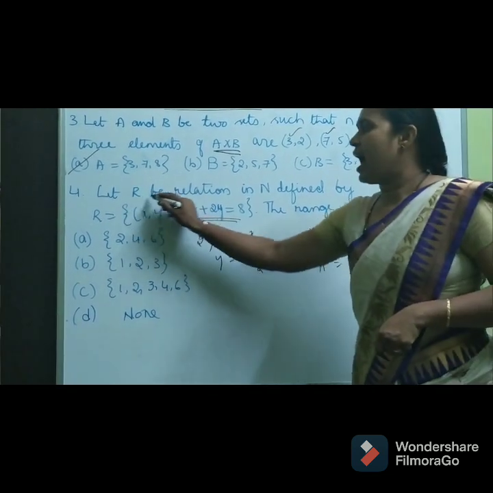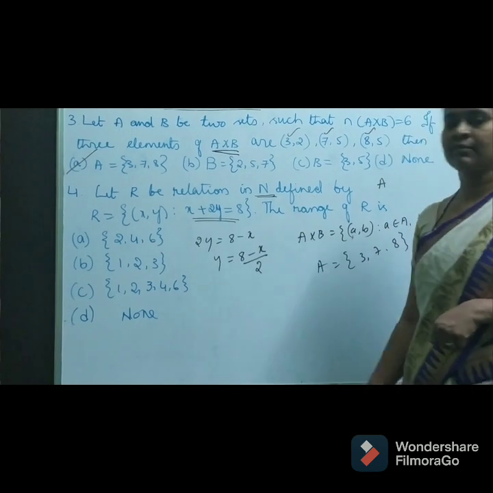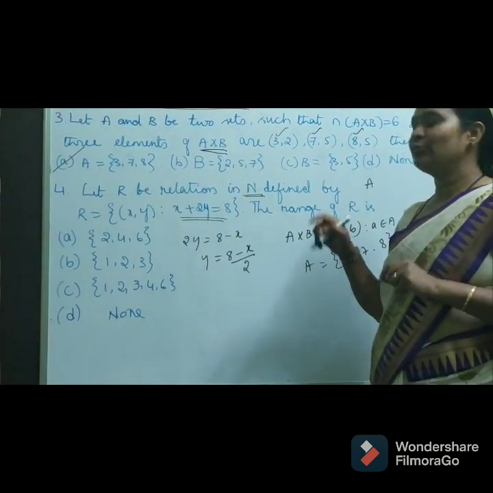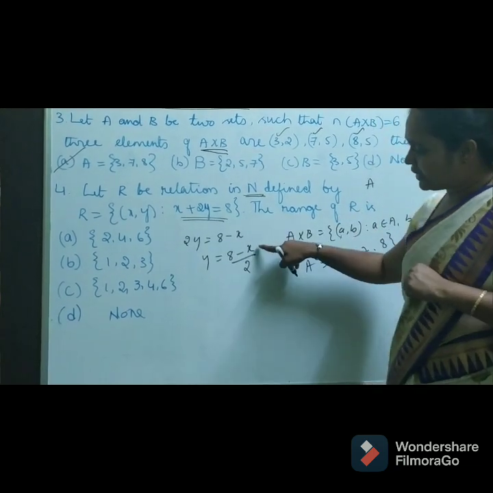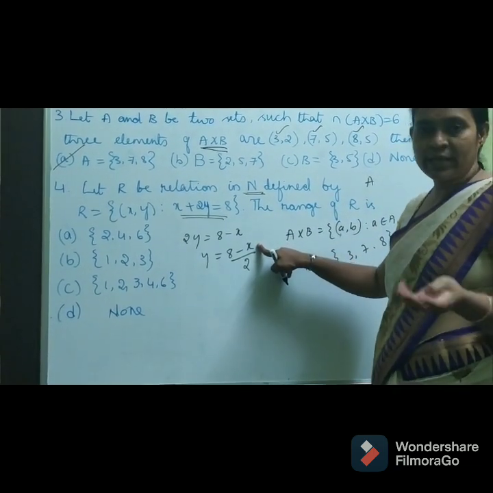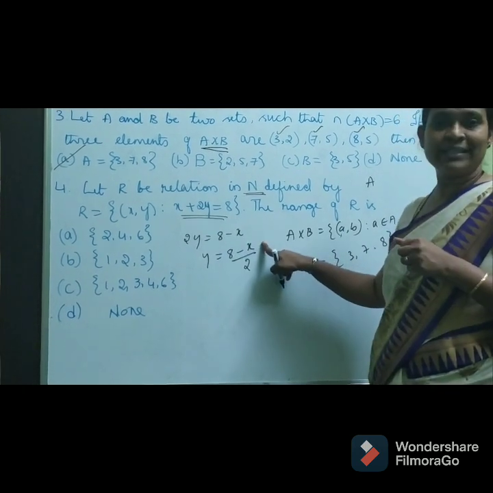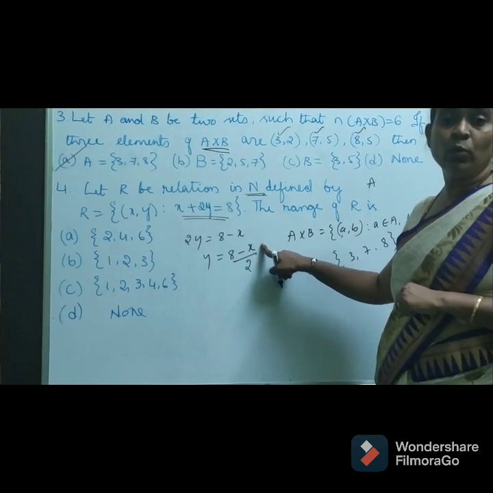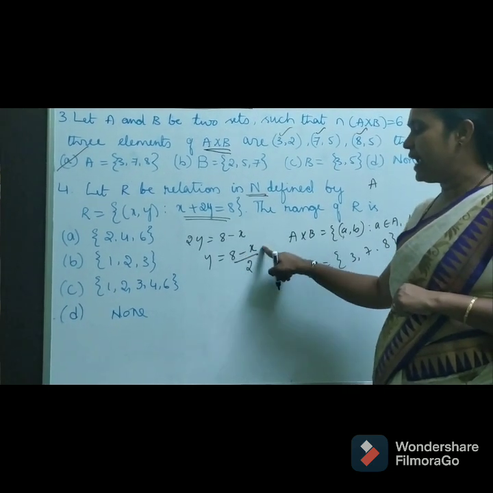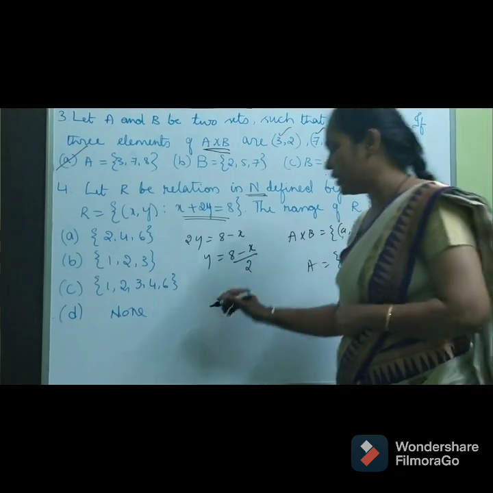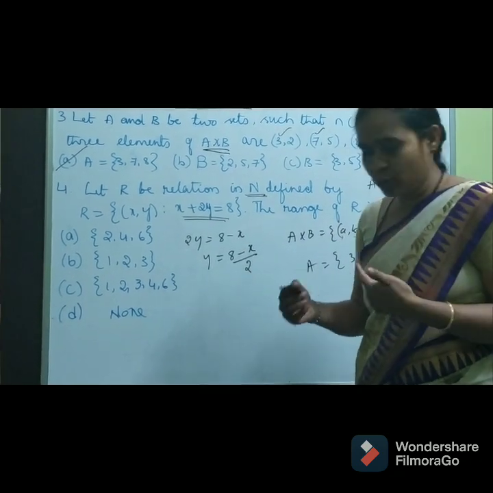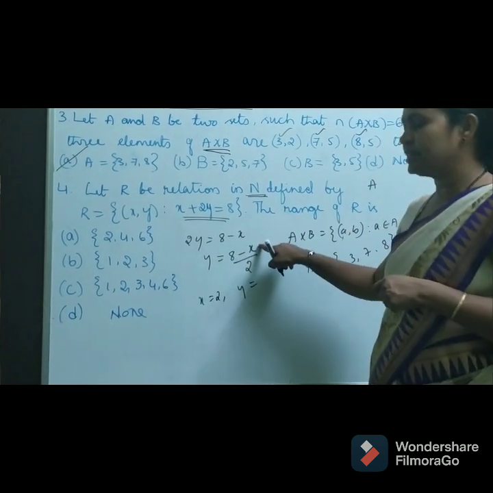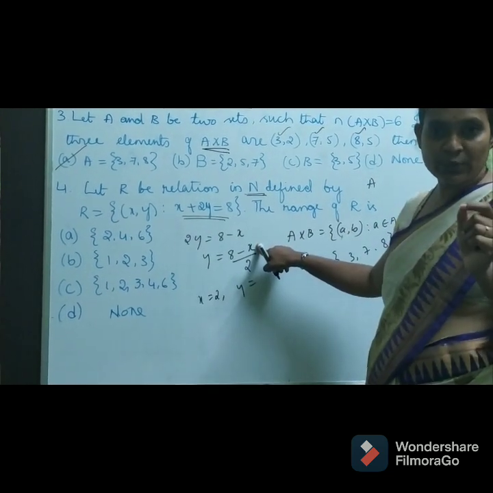So, they are telling R is a relation in N. So, you have to substitute natural numbers only. If you put x is equal to 1, you won't get it. Why? Because 8 minus 1 is 7. 7 by 2 is not a natural number. Can I take 2? If I take 2, what happens? 8 minus 2 is 6. Yeah, you can go with 2. Like that you have to go through. So, x is equal to 2, y is equal to, substitute 2 here, 8 minus 2 is 6.